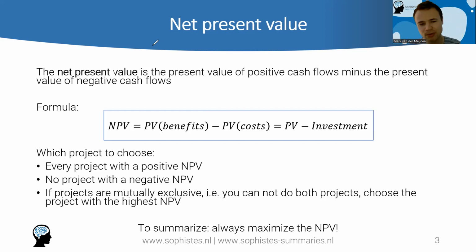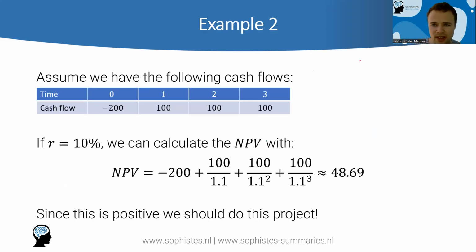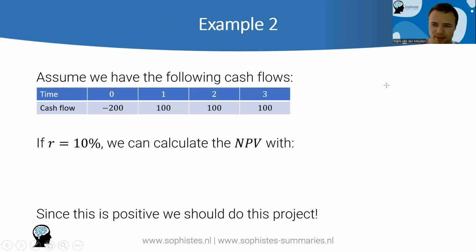Okay, so let's do some more complicated examples. You can also have 3 time periods. So then it works like this. You make an investment of 200, then you get 100 euro next year, 100 euro in the year after that, and 100 euro in the year after that. And if I make this investment, how much richer or how much poorer do I get, depending on if the NPV is positive or negative?